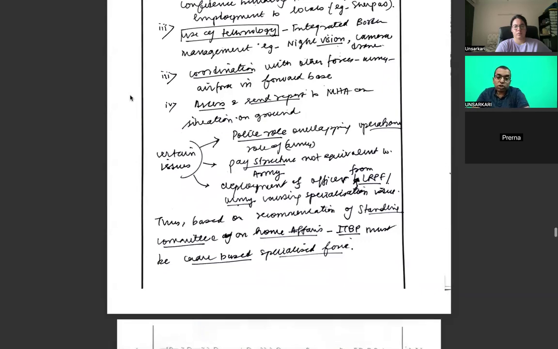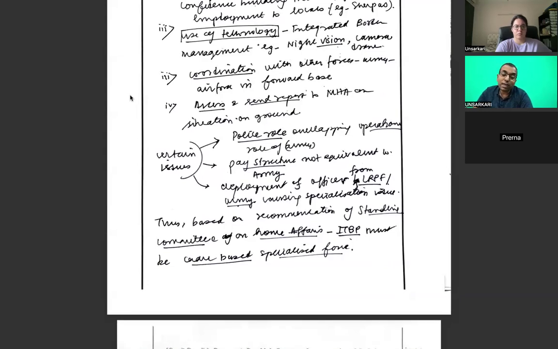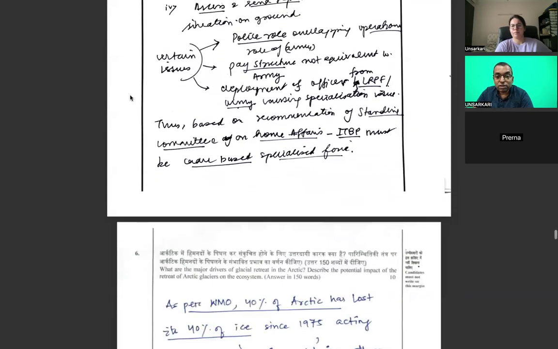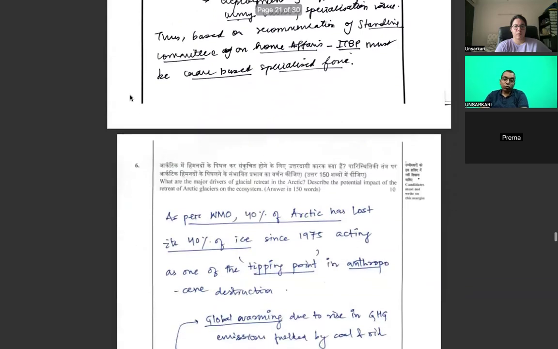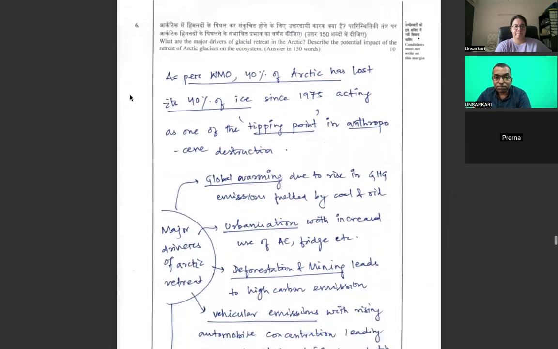Pay structure not equivalent to the army, very good point. Deployment of officers from CRPF, that happens with all the CAPF, Central Armed Police Forces. Thus, based on the recommendation of the Standing Committee on Home Affairs, ITBP must become a cadre-based specialized force. So, a little bit more awareness in the answer is reflected.